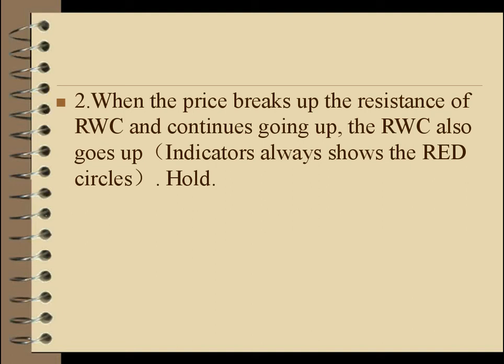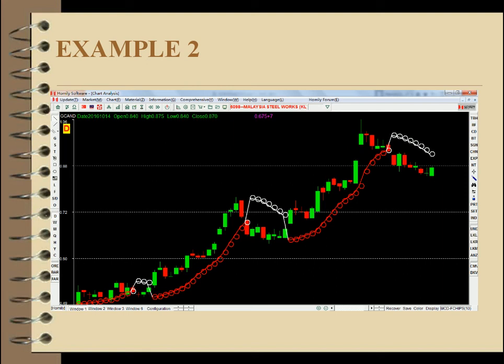up. Indicators also show the red circles. This is hold. So how to make a choice? So this one, pay attention to. When the price breaks up and this is the first red. Actually, just imagine if you buy at this point, if you consider to buy, and then there are the red one, right? The red circle means you can hold.